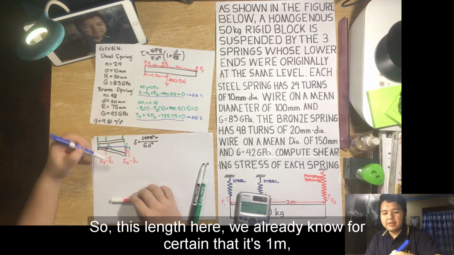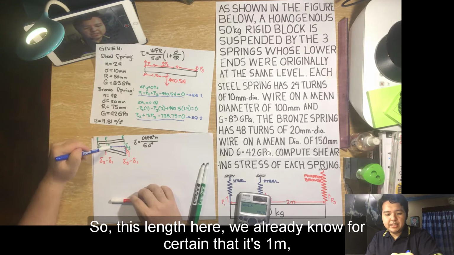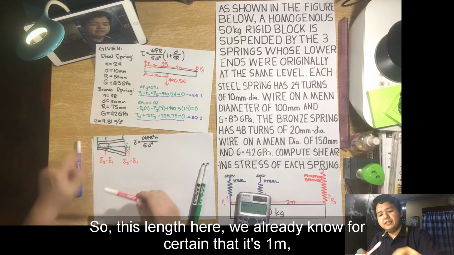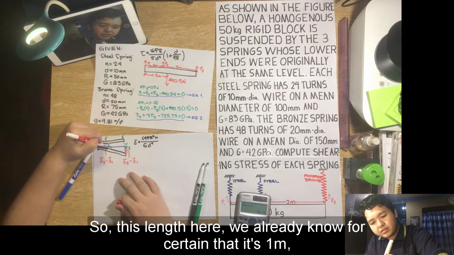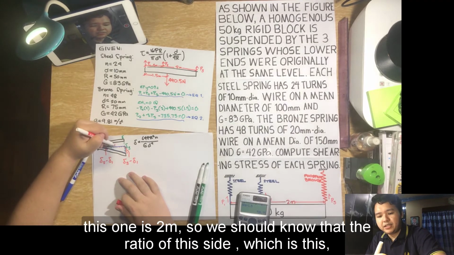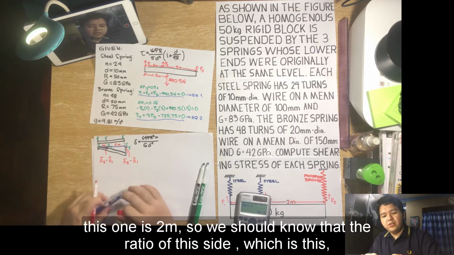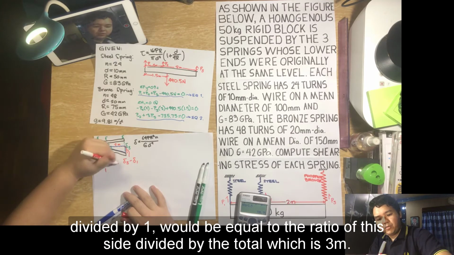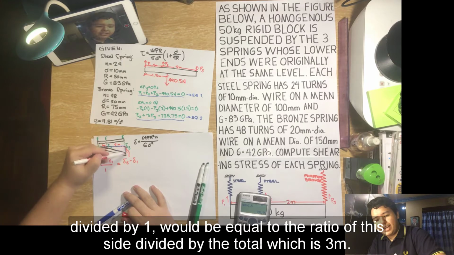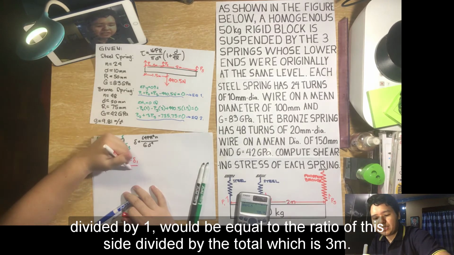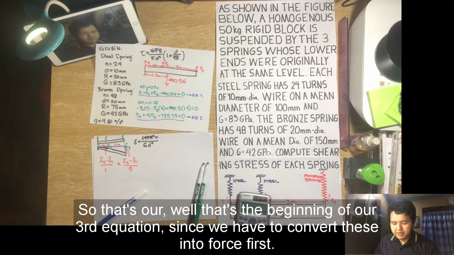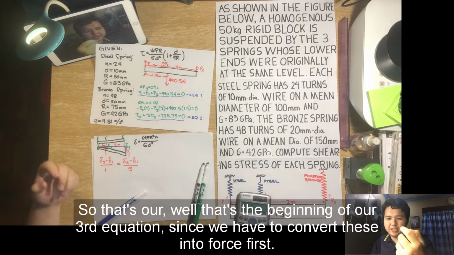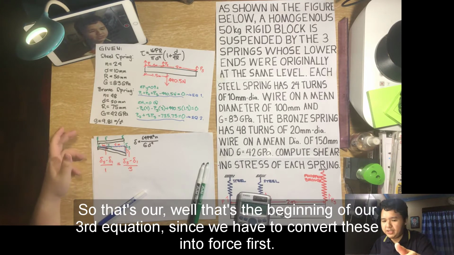So this length here, we already know for certain that it's 1 meter. And this one is 2 meters. So we should know that the ratio of this side, which is this, divided by 1 would be equal to the ratio of this side divided by the total, which is 3 meters. So that's the beginning of our third equation, since we have to convert these to force first.